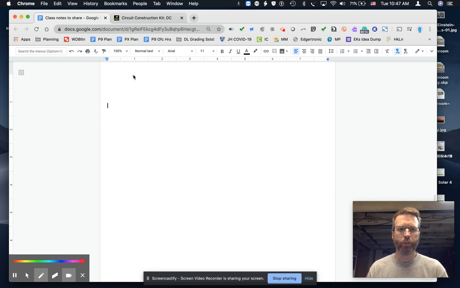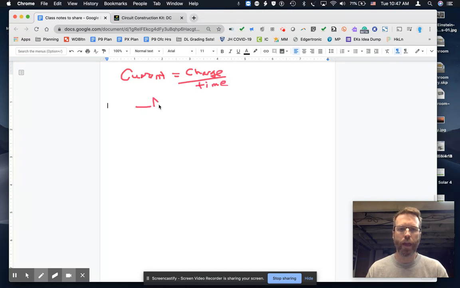All right, so we've talked a little bit about charge, and we recognize the concept that current is charge over time. And I want you to recognize that that is measured in amps, and we're going to get more familiar with that as we go. But an amp is a coulomb per second.